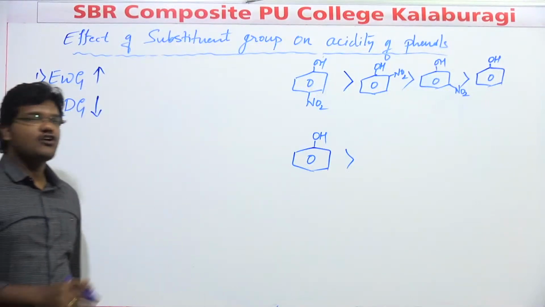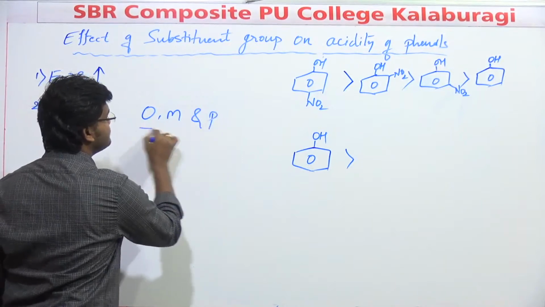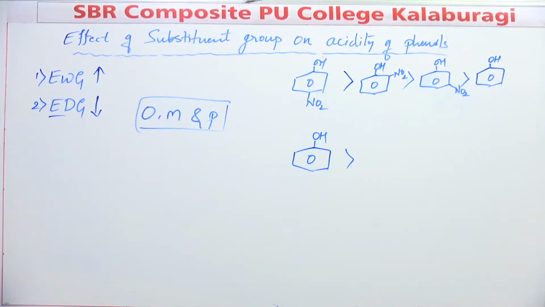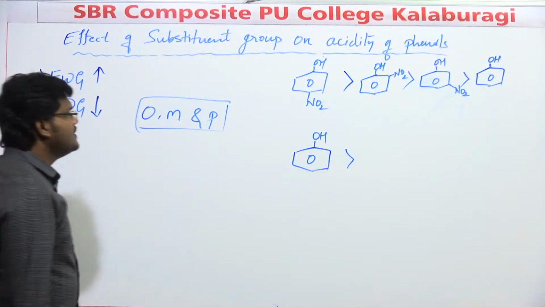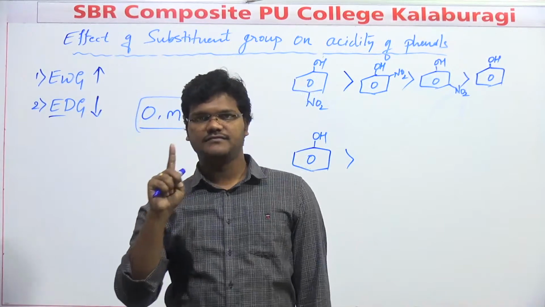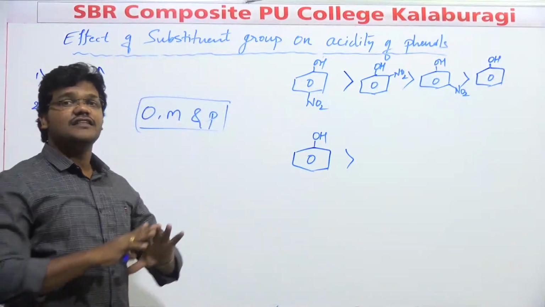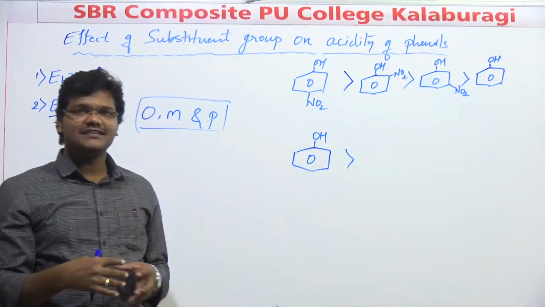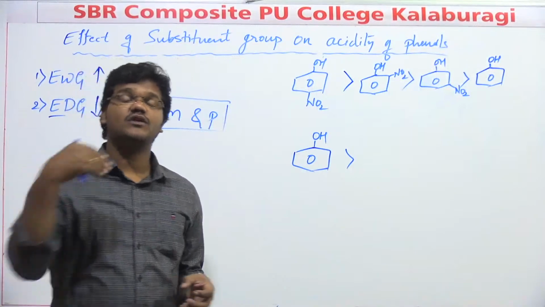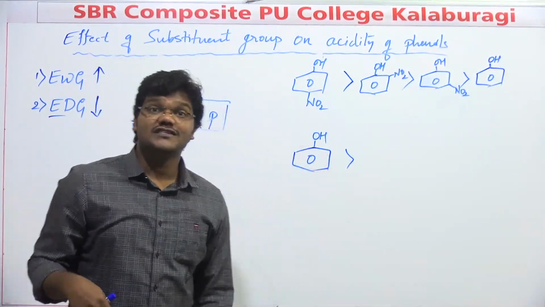Now let me talk among ortho, meta, and para cresols. I said the effect will be more at ortho and para. In this case, there is an inductive effect. CH3 will show an inductive effect. So the inductive effect predominates over the hyperconjugation effect.